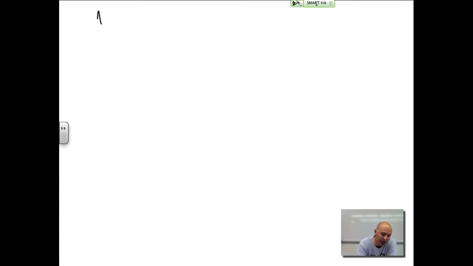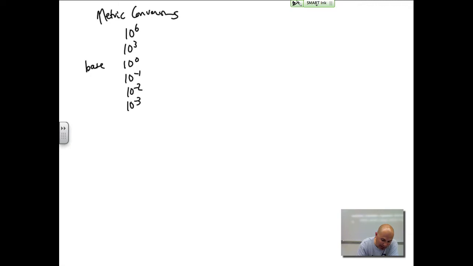So here's our metric conversions. And again, I'm a big fan of recognizing the prefixes. We have our base, 10 to the 0. We have the larger ones, which is 10 to the 3rd, 10 to the 6th, and then 10 to the minus 1, 10 to the minus 2, minus 3, minus 6, minus 9, and minus 12. These are, of course, larger than the base, and the ones below are smaller than the base.